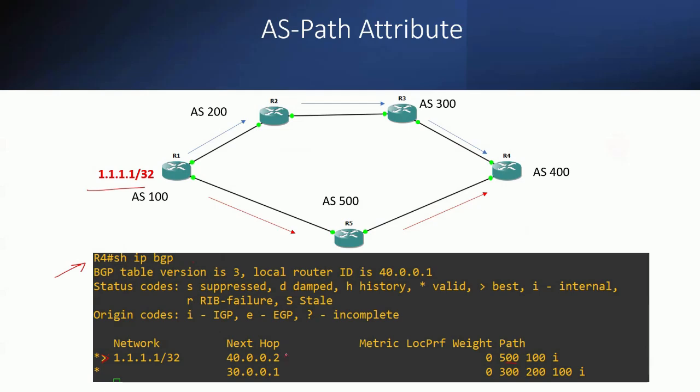Just to mention, this is 40.0.0.2, which is the neighbor IP address, and on this side it has 30.0.0.1. So when comparing both, this one has a shorter AS path to traverse, and this one has the longer one. So it will choose the shorter one. Because of that, R4 will prefer to go to R1 via R5. This is nothing but the AS path attribute, the autonomous system path attribute.